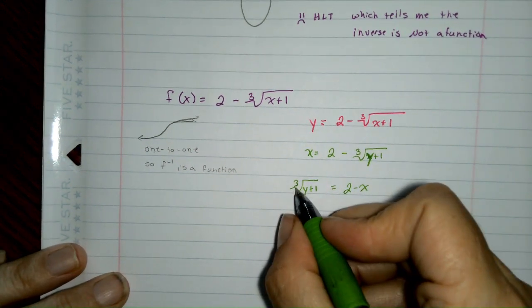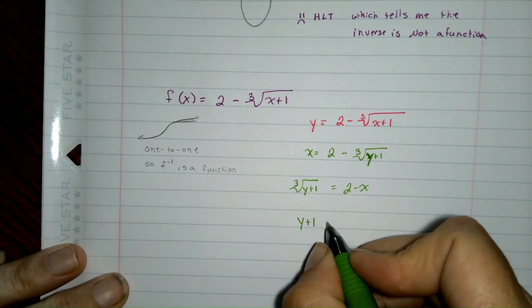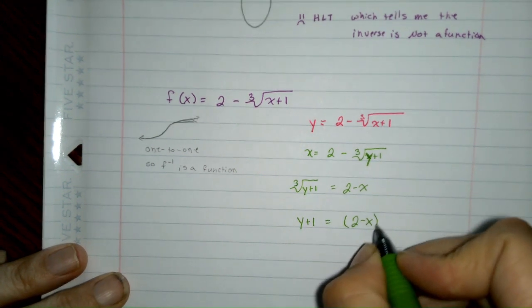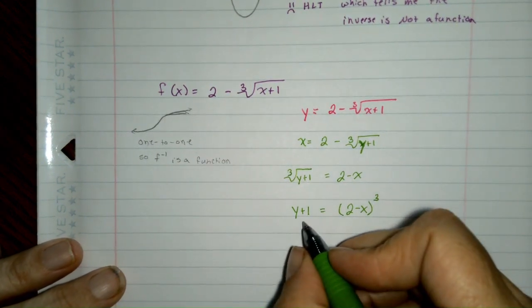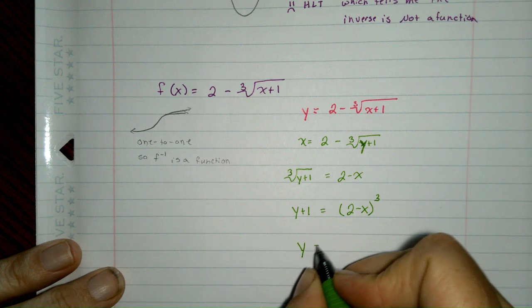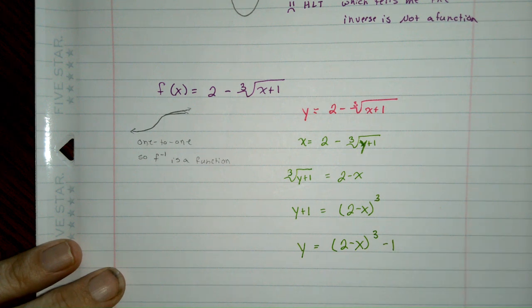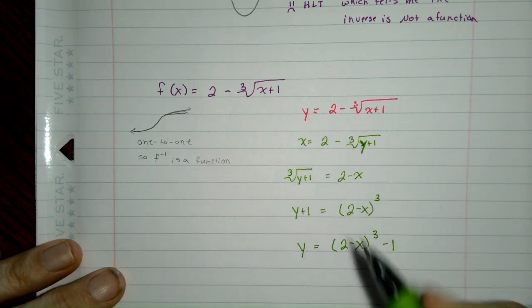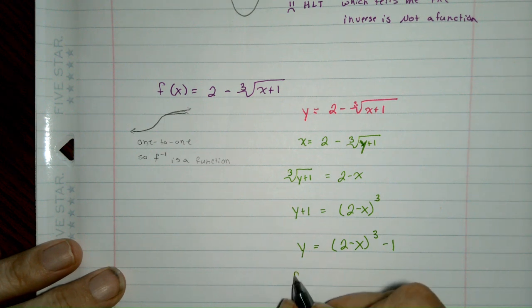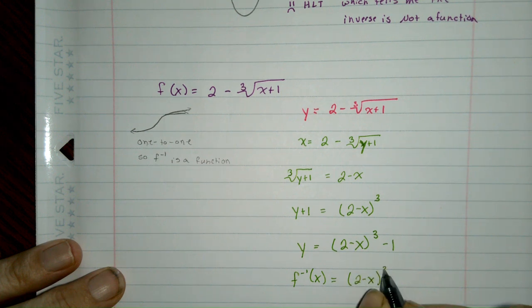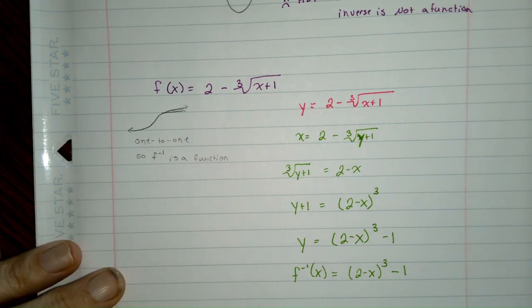Okay, raise everything to the third power. I'm not actually going to multiply it out, that's okay. And then I'm going to subtract 1. And then I'm going to use my special notation because it really wasn't x and y, it was really x and f of x. So f inverse. So if you were to graph the green and the purple on the same graph, then they would be perfect reflections over the line y equals x.